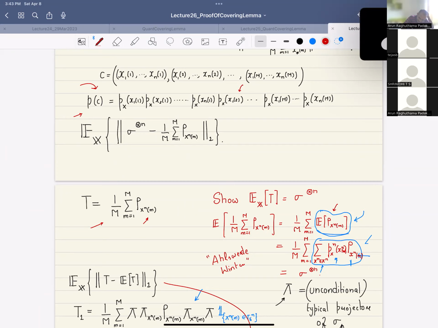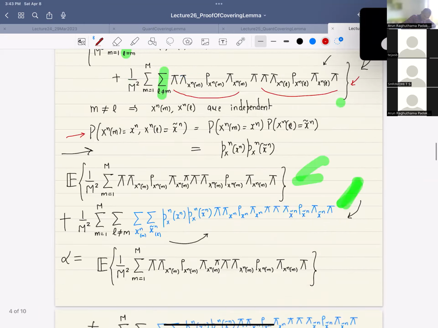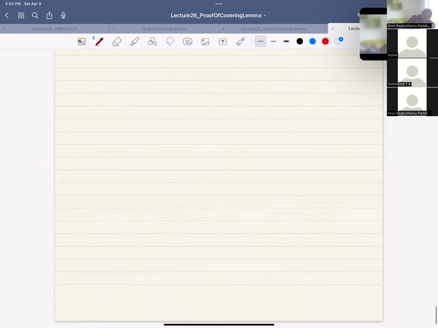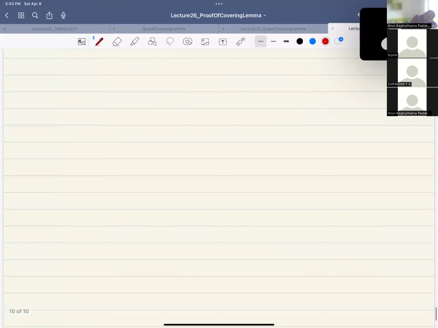Now xn of m is a dummy variable. It is a variable of summation, right? So maybe I'll do it at the end so that you feel happy to sleep at night. So I'm looking at this.